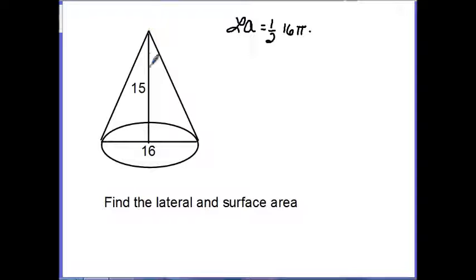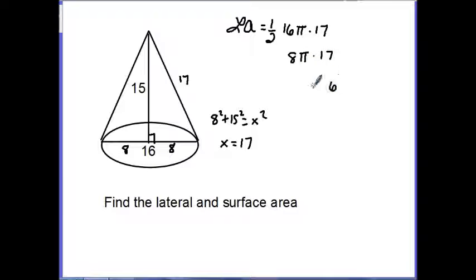Well, we know this height is going to be hitting our cone smack dab in the middle, splitting it into equal pieces, 8 and 8, and forming a right angle where it hits. We're going to use Pythagorean's theorem. 8 squared plus 15 squared equals x squared. And when I solve using Pythagorean's theorem, x equals 17. 17 is my slant height. Half of 16 pi is going to be 8 pi. And 8 pi times 17 is going to end up giving me 136 pi.